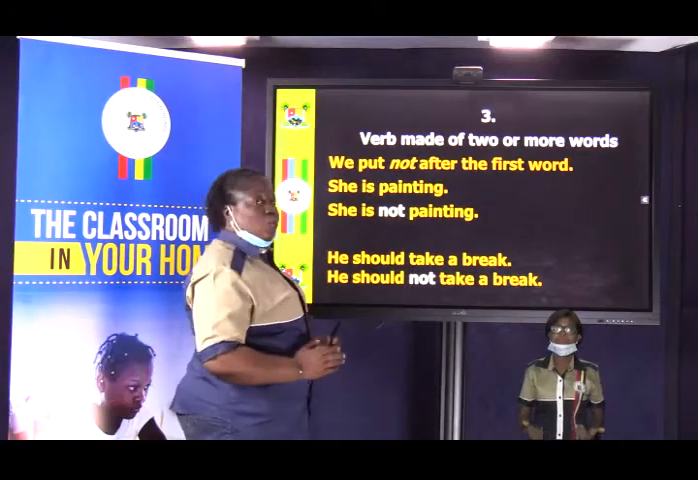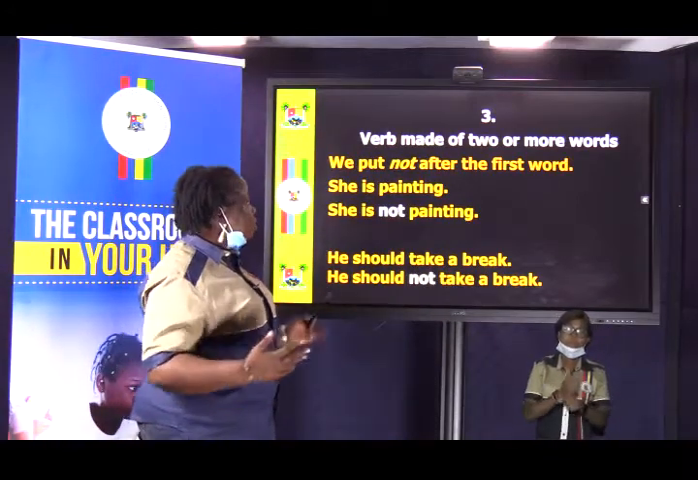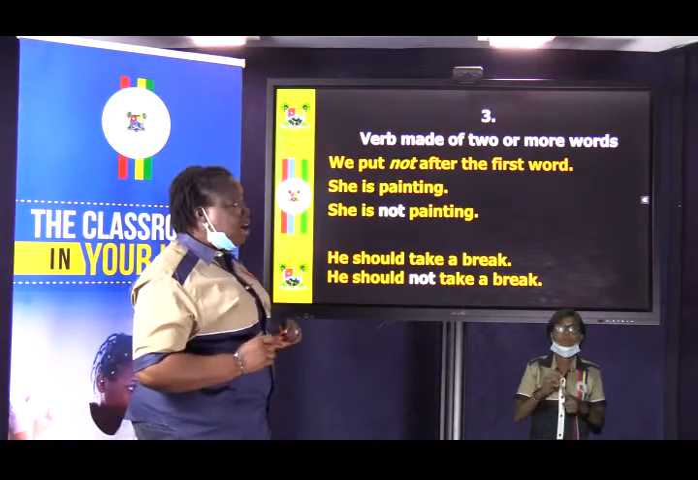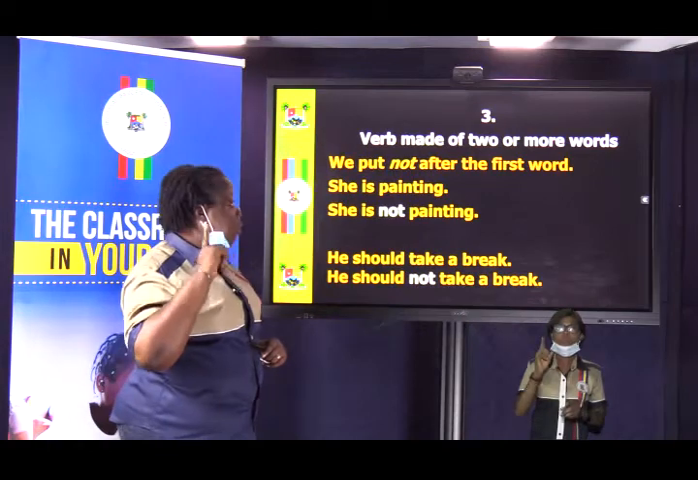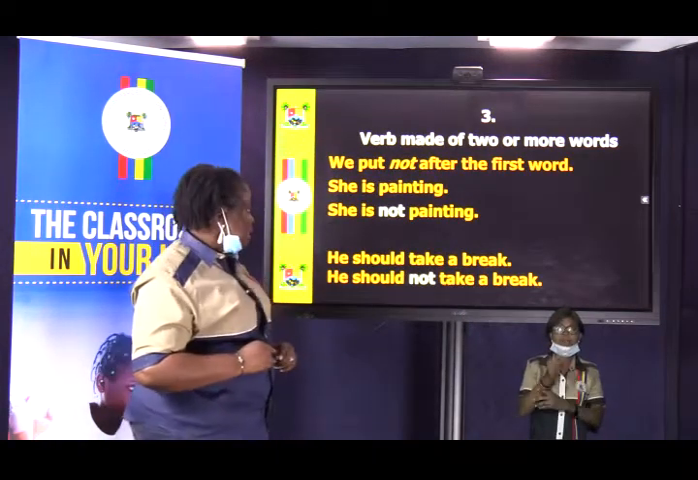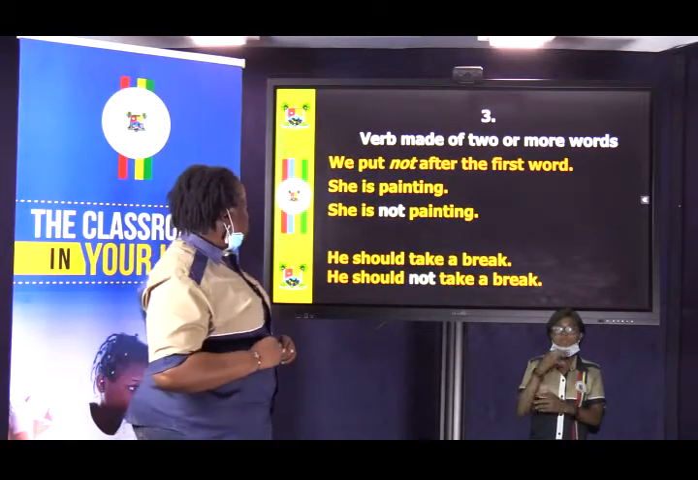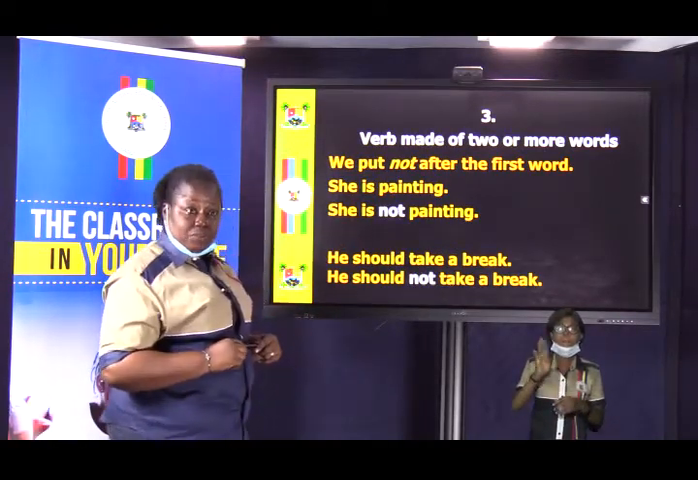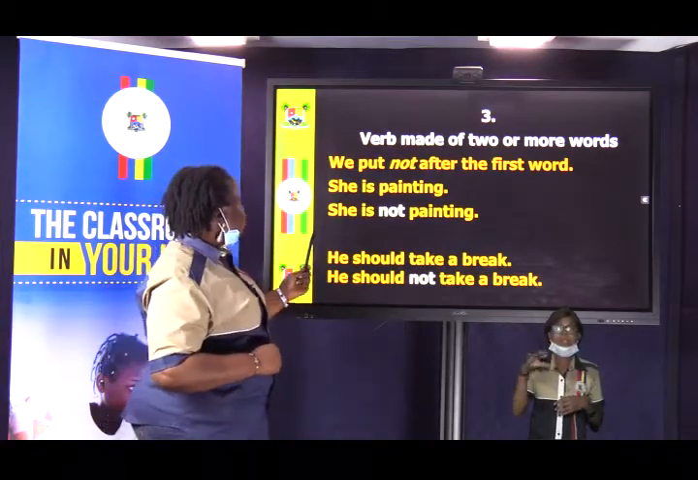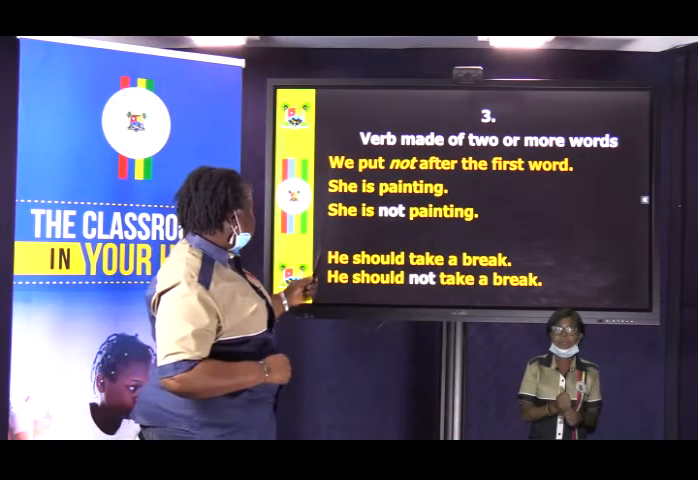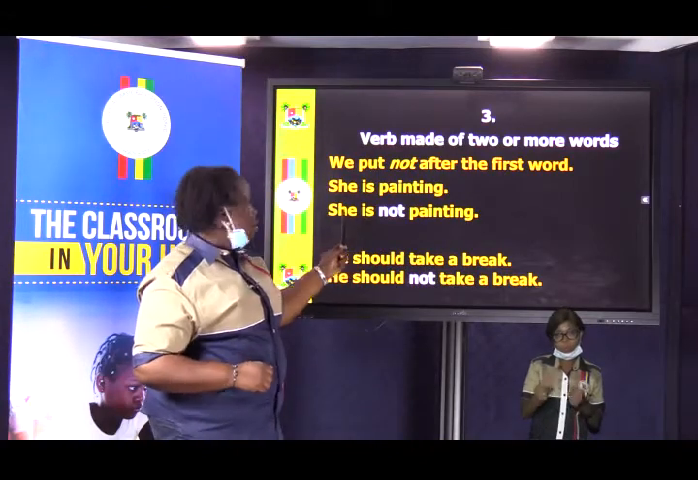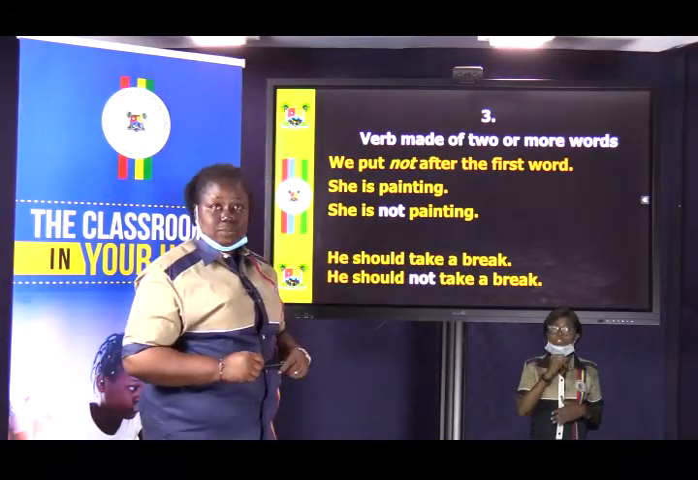Now, if we want to make negative sentences out of verbs which are made of two or more words, we put not after the first word. Look at this affirmative sentence. She is painting. Is painting is the verb there. We have two words, is painting. So to make a negative sentence, it becomes she is not painting. Not comes after is.